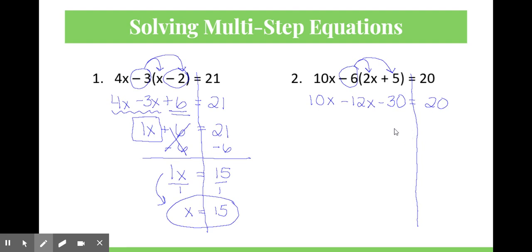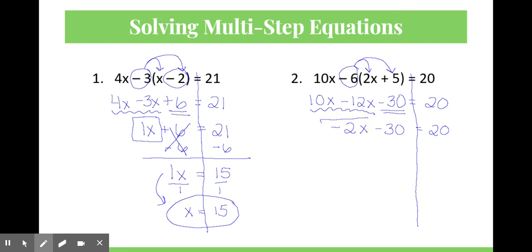Step 2, combine like terms. So right off the bat, I see a 10x minus 12x. And I do exactly what it says. 10 minus 12 is -2 and drop down the x. The other term is a constant, and there's no other constants to pair it with, so I just drop that down, equals 20. Step 3, solve the two-step equation.